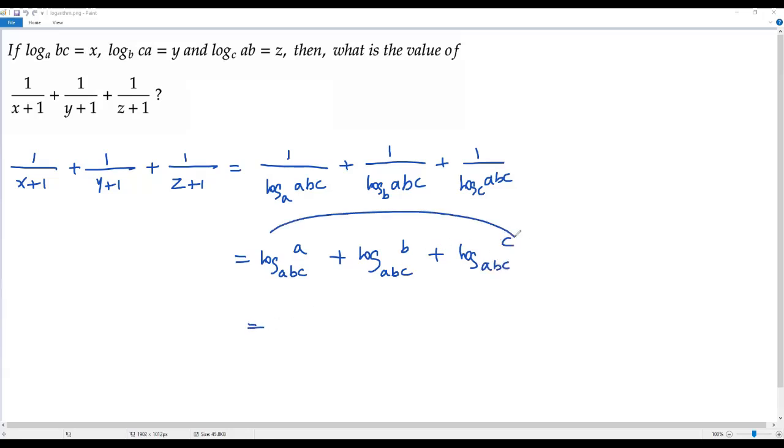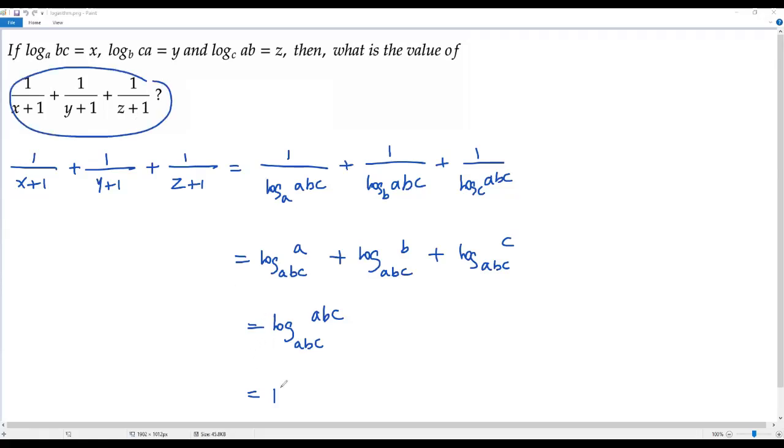Here we are adding three logarithms with the same base ABC, so we can use the product rule of logarithms. Whenever we add two or more logarithms with the same base, we write the logarithm once with that base and multiply the arguments A, B, and C. Then I get log base ABC of A times B times C. In this logarithm, the argument A times B times C and the base are the same. If the argument and base are the same, the value of the logarithm is just 1. Now I have the value of this expression: the value of this expression is 1.